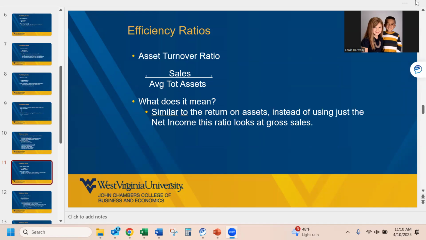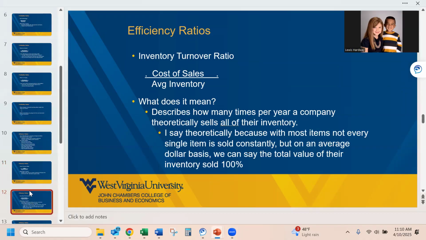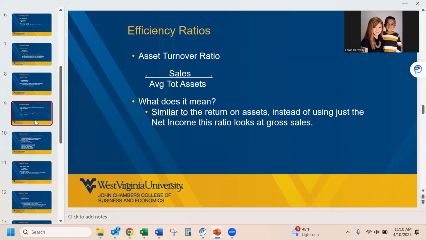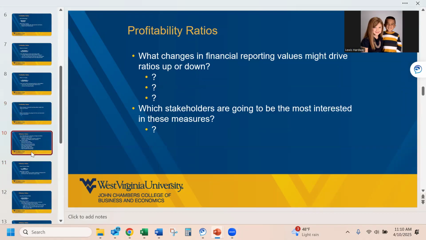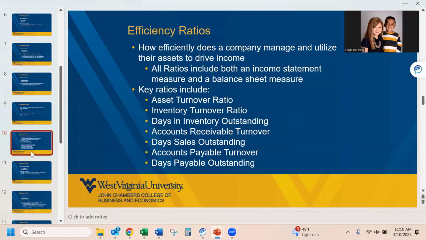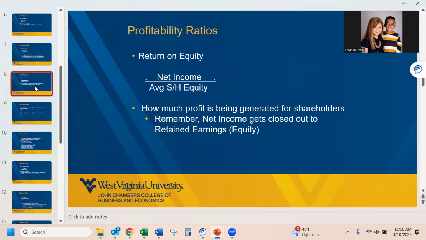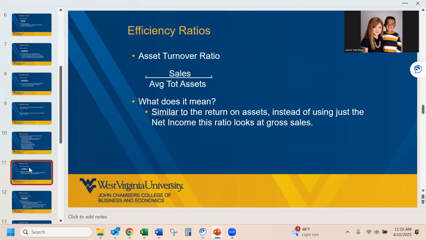All right. So what is it? Oh wait, I think I went one too far. Did I go one too far? I thought I had return on assets before this. Huh. I apologize, guys. I must have copied over return on assets.